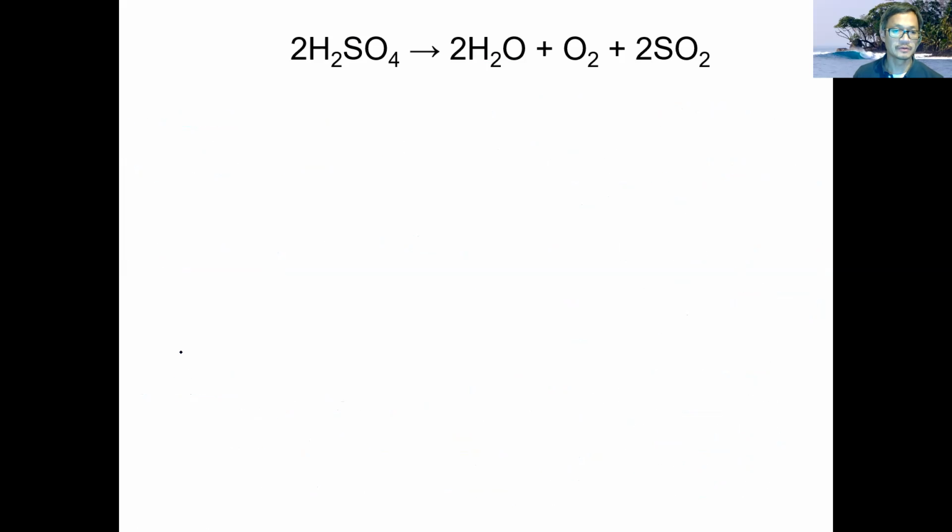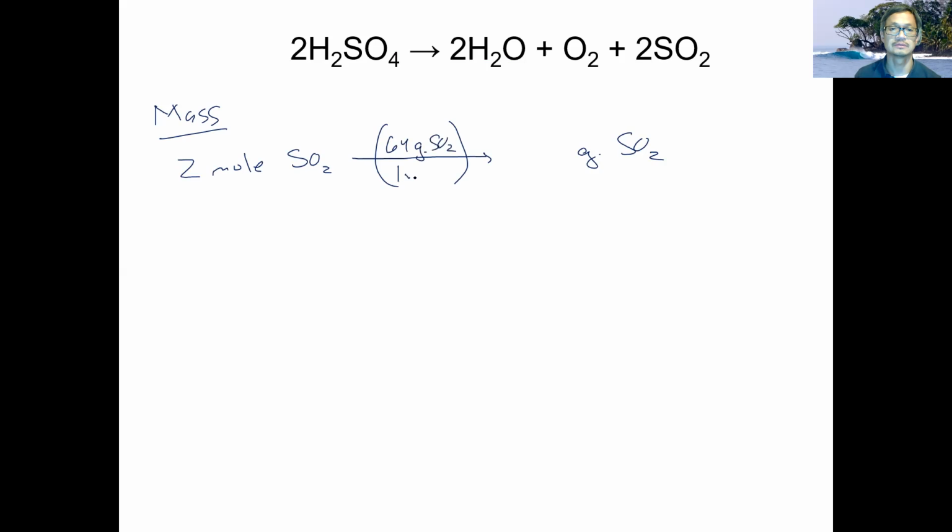Okay. And so continue on then with the masses. With the last one, we had 2 moles of sulfur dioxide, and we want to find the mass of that. We'll multiply that by the molar mass of sulfur dioxide. We should end up with 128 grams of sulfur dioxide.